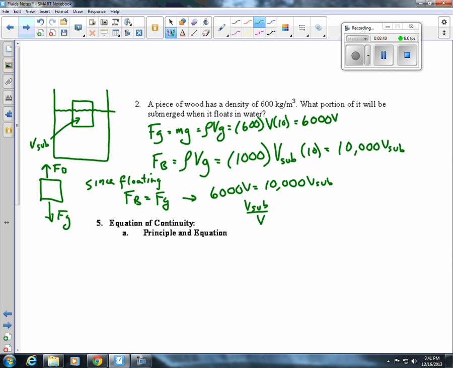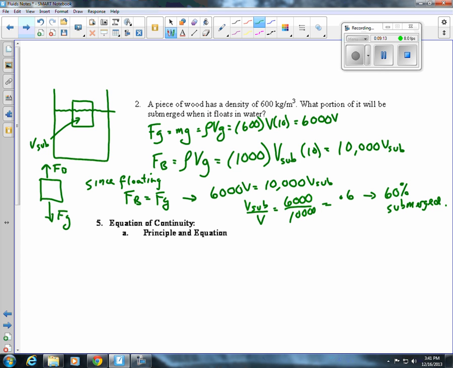So it's kind of like reverse cross multiplying. I'm going to take the V and put it on the bottom over here on the right, so I get V sub over V. And I'm going to take the 10,000 and put it on the bottom over here. So 6,000 over 10,000, which is 0.6, which tells us that 60% of it will be submerged.